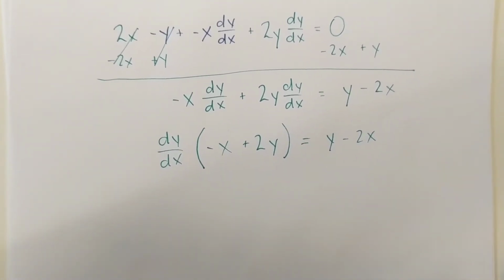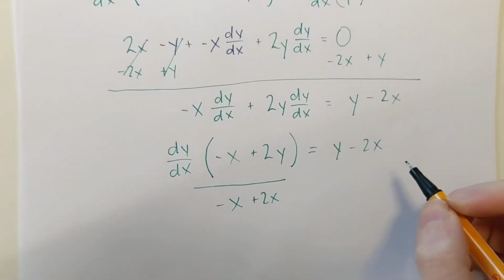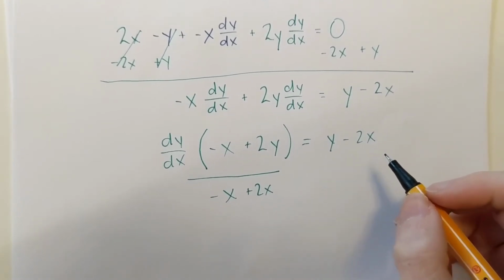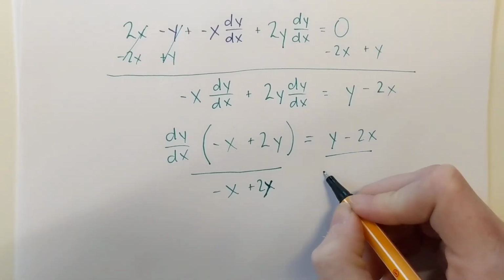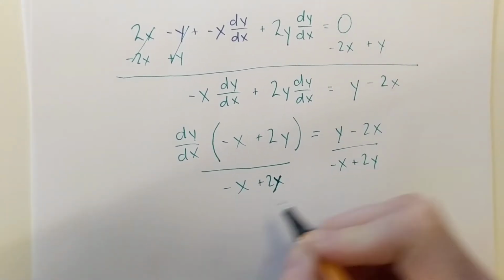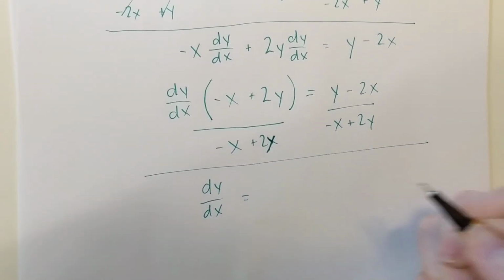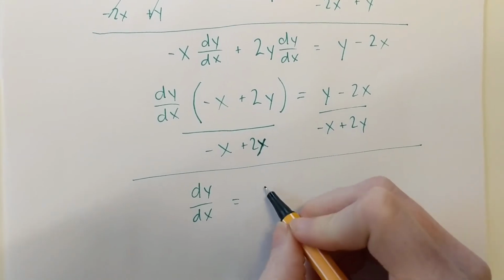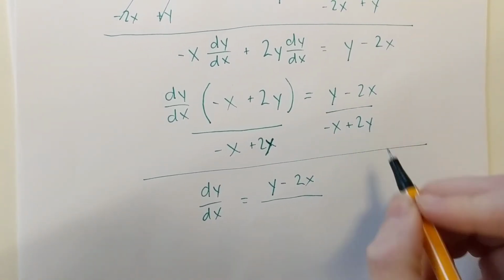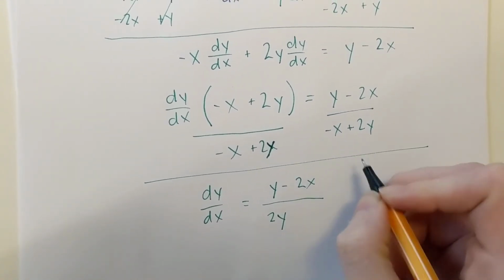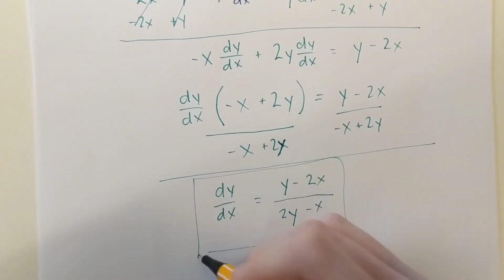Last step, we want to get this by itself, so we're going to divide both sides by negative x plus 2y. Sorry, that looks like an x. Negative x plus 2y. So dy/dx is equal to, like I did with the top, I put the y first because it was positive. I'm going to do the same with the bottom, that plus 2y, I'm just going to write that first. And then minus x. And there is your final answer.